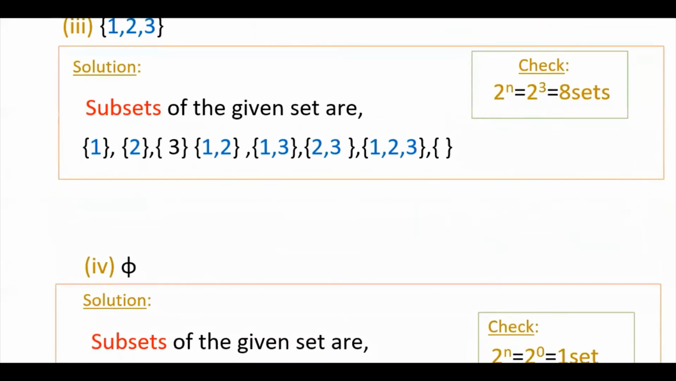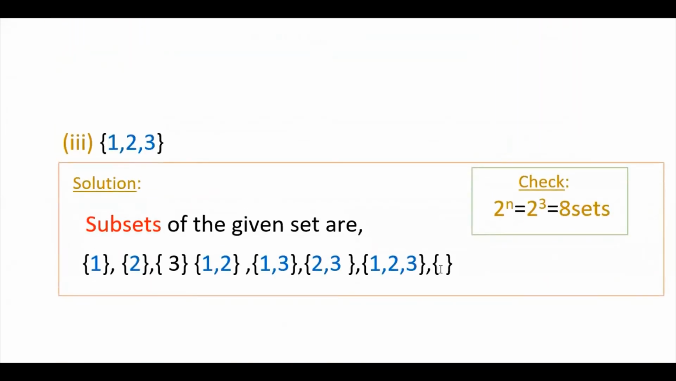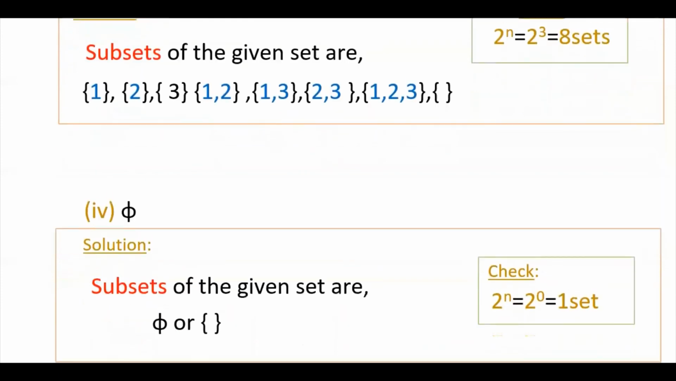And the next one is {1, 2, 3}. So 2 to the power of 3, so 8 sets, 2 cubed. That is, here there are 3 elements. So 2 cubed, so you have to get 8 sets. So now write the subsets here: {1}, {2}, {3}, and {1, 2} one set, and {1, 3} one set, and {2, 3} one more set, and {1, 2, 3} one more set, and the empty set. So there are 8 subsets. 3 elements, so 8 subsets.